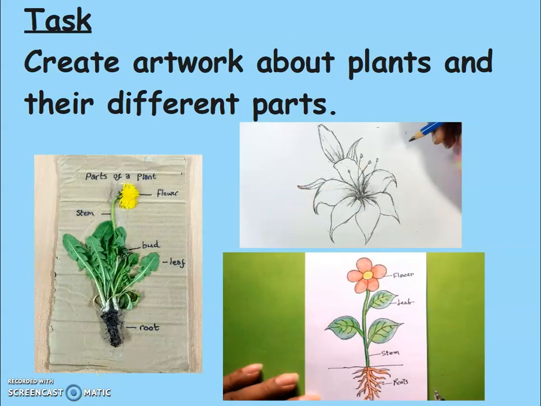On to today's main task. So your main task for today is to create some artwork about plants and label their different parts. So in your literacy books, underneath your starter task on compound sentences, I would like you to draw your best flower picture. And when you've done that, I want you to colour it in and label it. To recap on the parts, we should have our flower, we should have a stem, we should have leaves, we should have roots. You might also include flower buds.